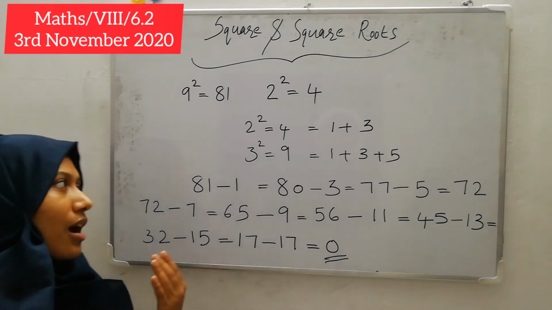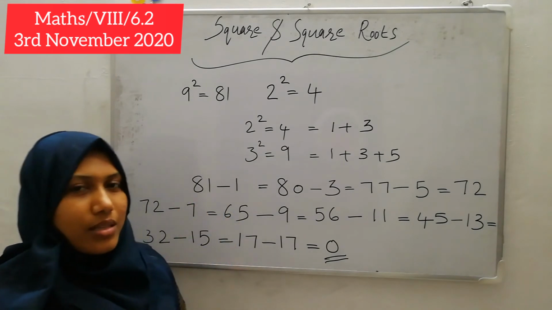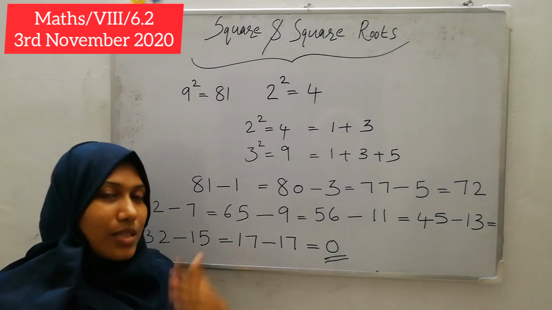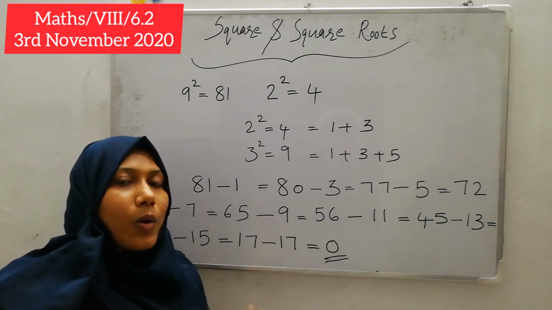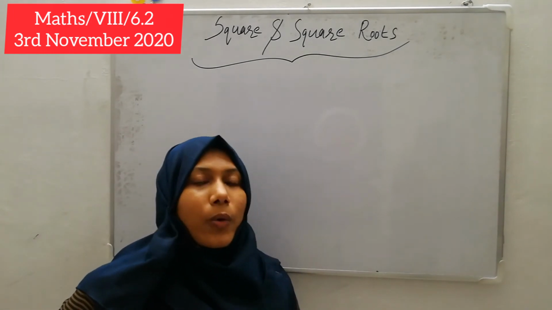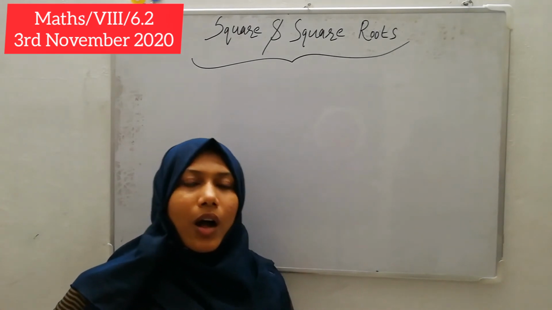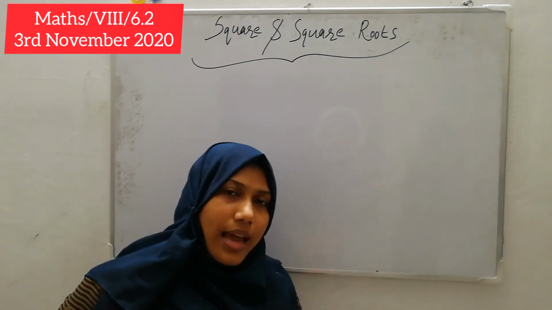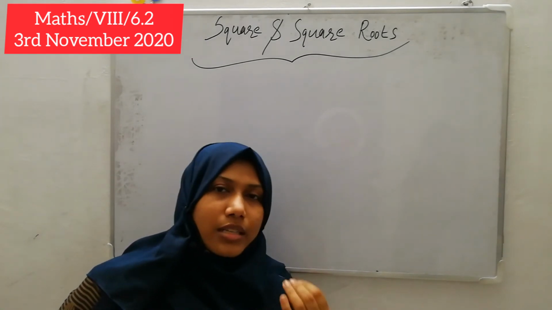Got it? So we can find perfect squares this way up to a limit of numbers. When numbers become larger and larger, it is not possible. We take so much time. So we have to find an easier way to find the root of a given square number. The easiest way to find the root of a square number is prime factorization. You already studied how we can do prime factorization. Using that same way, we can find the square root of a perfect square.